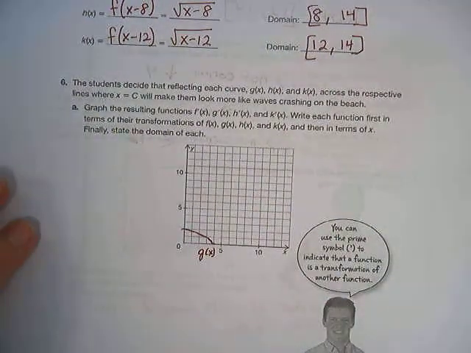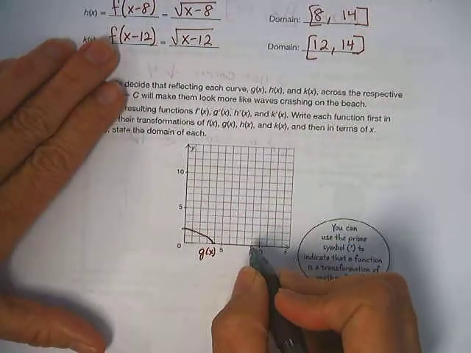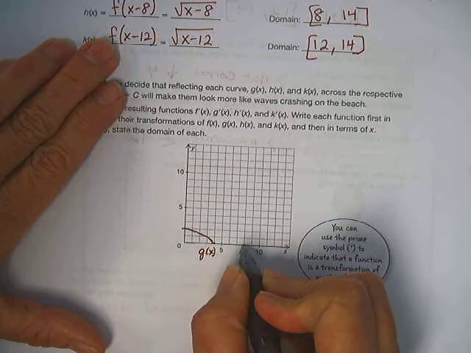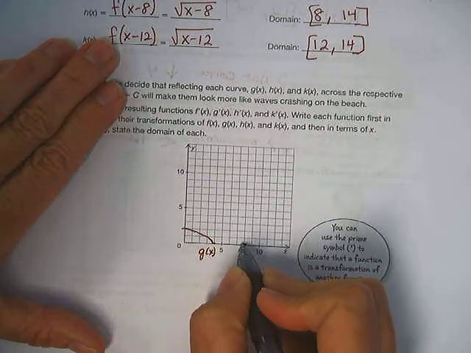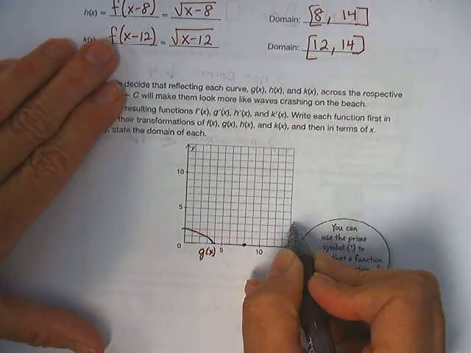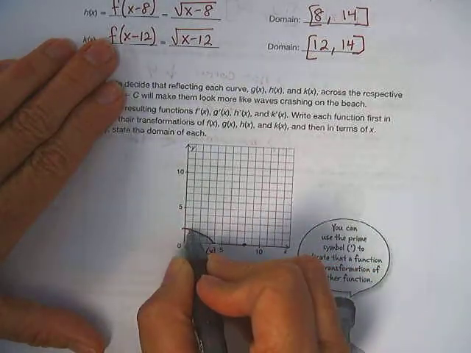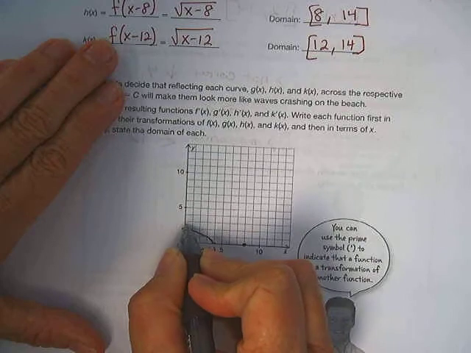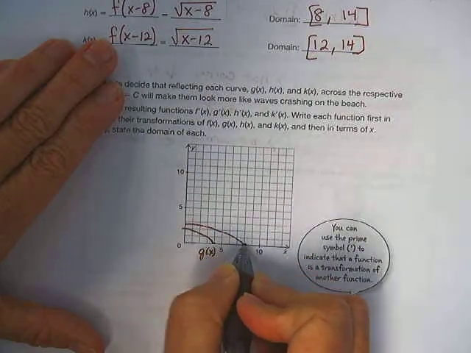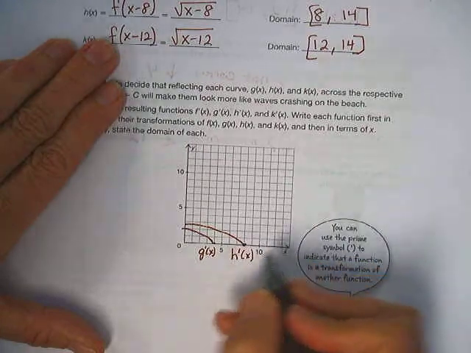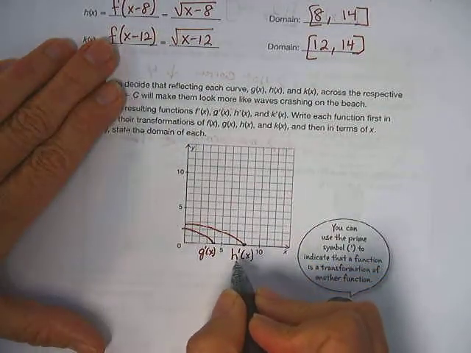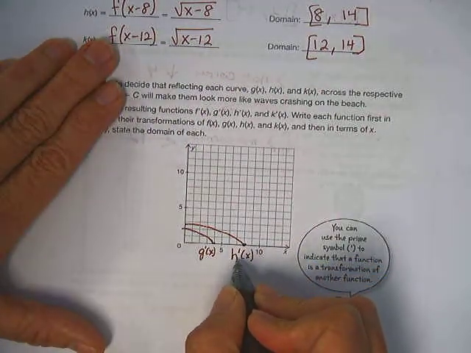To get h of x, it had been shifted by 4 more, so it was shifted by 8. But instead of drawing it to the right, I want to reflect it to this side. So that reflects, so this is h prime of x. And again, the prime just tells us it's associated with h of x.